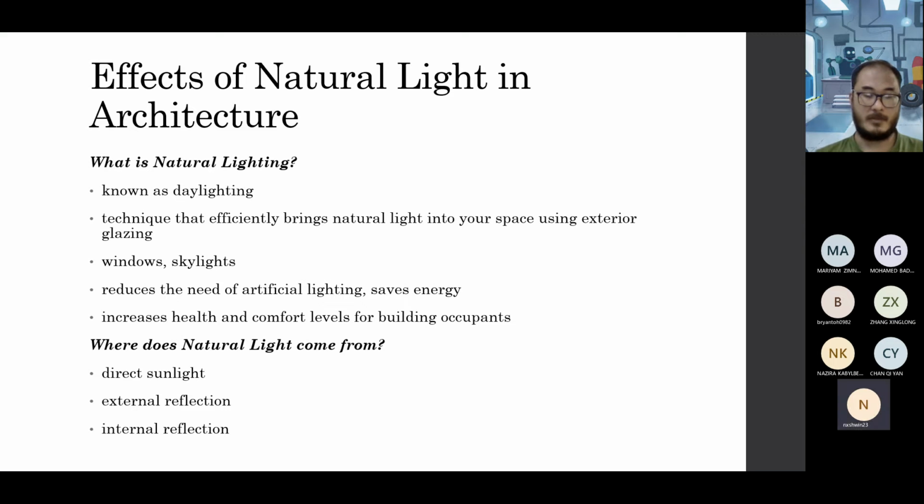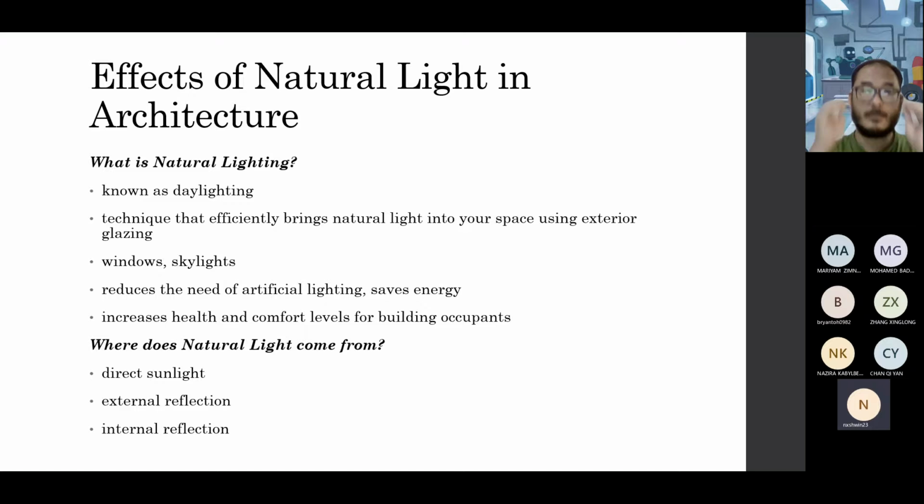So what is natural lighting? Natural lighting is known as daylighting, and it's a technique that efficiently brings natural light into your space using exterior glazing. Some examples of exterior glazing are windows and skylights. Natural lighting also helps reduce the need for artificial lighting and helps to save energy. It also helps to increase health and comfort levels for building occupants.